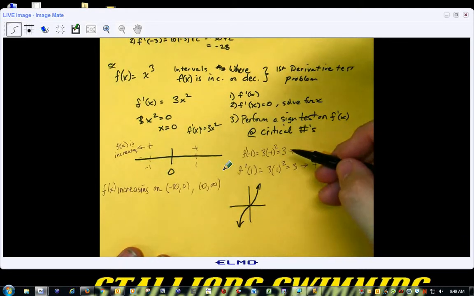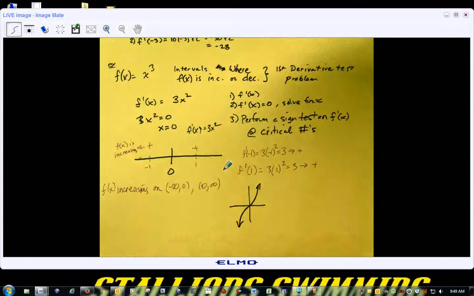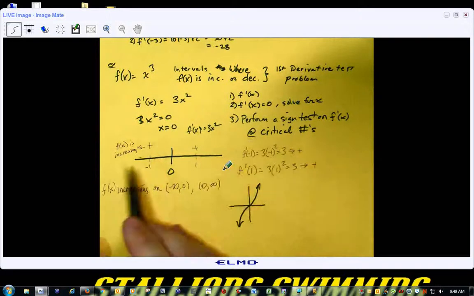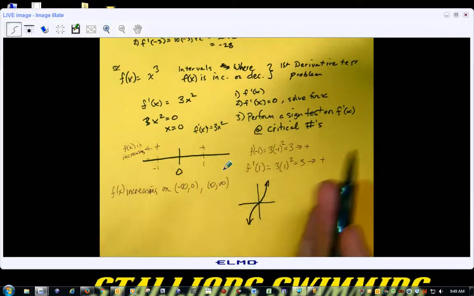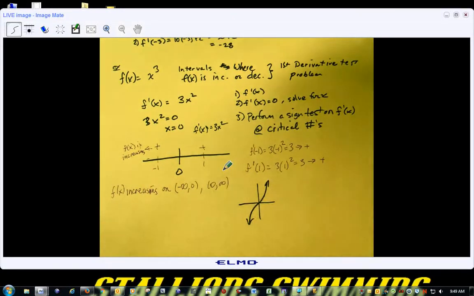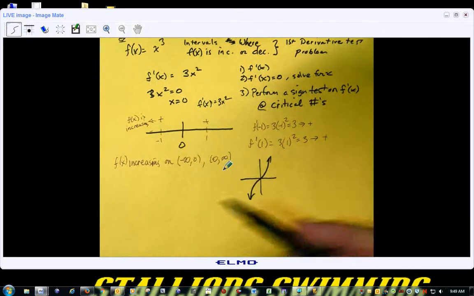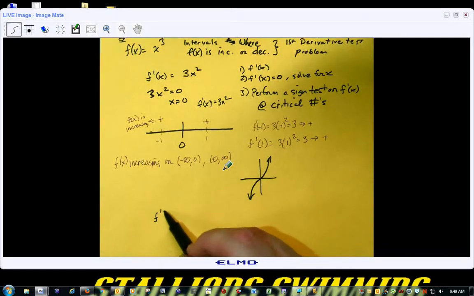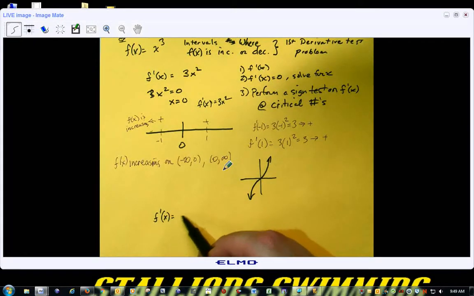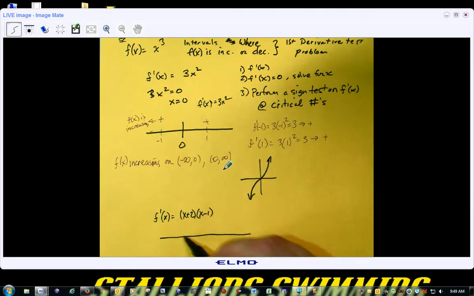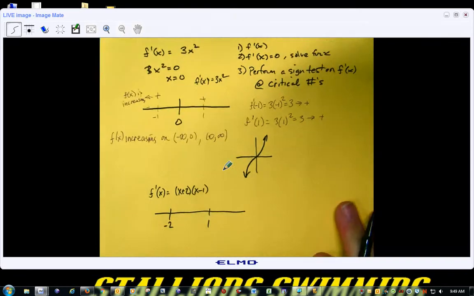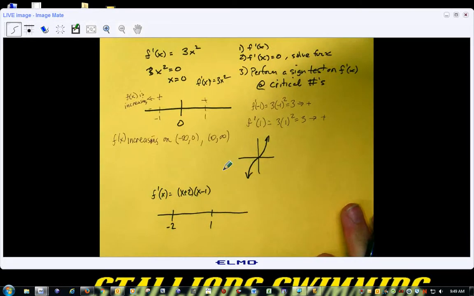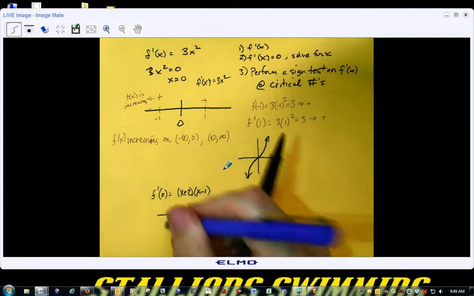Now, if it was a negative there, we'd create our intervals based off of that. So, like if f prime of x was equal to x plus 2 times x minus 1, you get your negative 2 and your 1, and we take test values of negative 3, 0, 2.